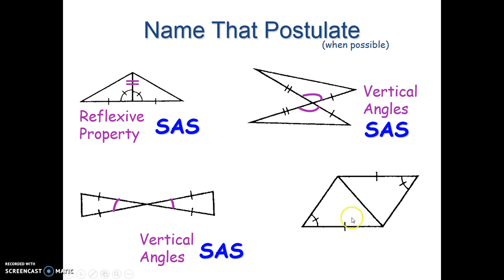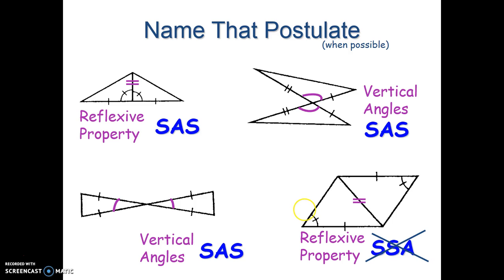And lastly, we have side, angle. Here's another side, but I can't say SAS because the angle's not the included angle, so I could, let's see, reflexive property, how about SSA? SSA. Oh, that sounds pretty bad backwards. I believe that's not a good one. So we will X that out.